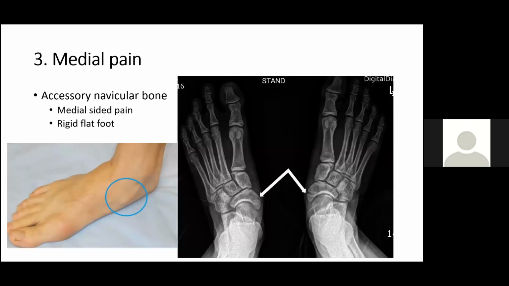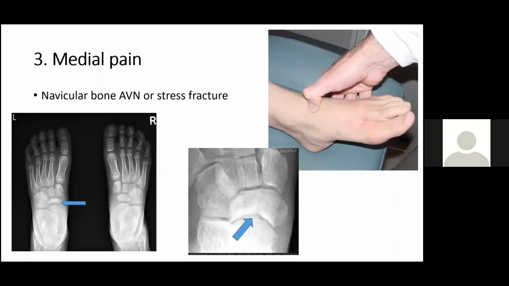So these are rigid flat foot, and there will be typical tenderness over here. And you can feel a bony prominence. Then you go for a weight bearing AP X-ray of the foot, and you will see these accessory navicular bones. If the pain is bothering the patient, this has to come out. So if you are dealing with a medial side pain with a rigid flat foot, think of accessory navicular bone, usually in a middle-aged female. Whereas in hyperactive athletes or ballet dancers, this is another entity, navicular bone AVN or a stress fracture.